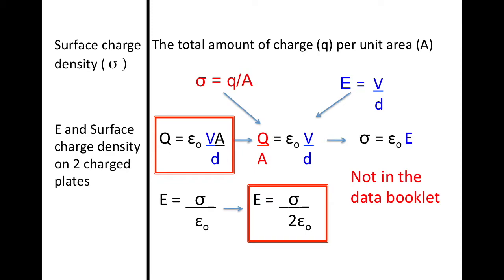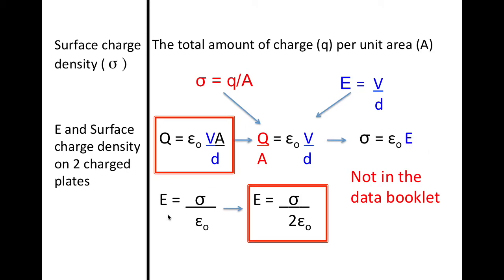The equation is Q equals epsilon naught times VA divided by d. From taking this equation here that we are given, we know that Q divided by A is the surface charge density. So if we move A over here, we get Q divided by A equals epsilon naught V divided by d. We also know that V divided by d is the electric field strength. So if we substitute E for V divided by d, and we substitute Q divided by A for sigma, then what we get is sigma equals epsilon naught times E.